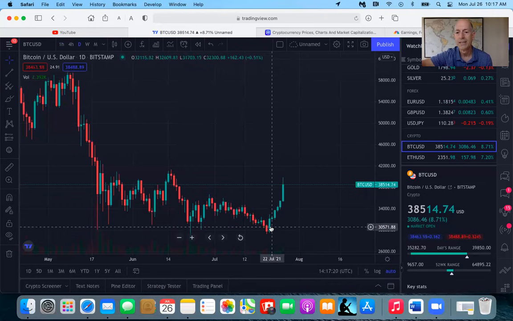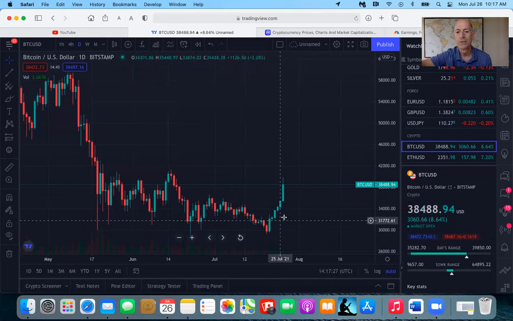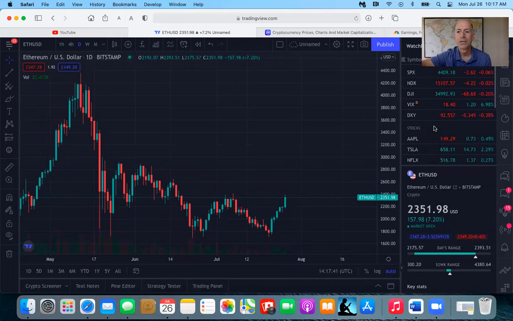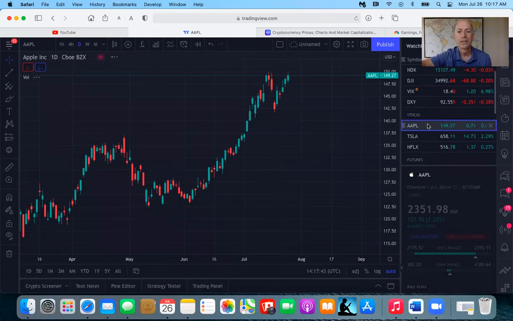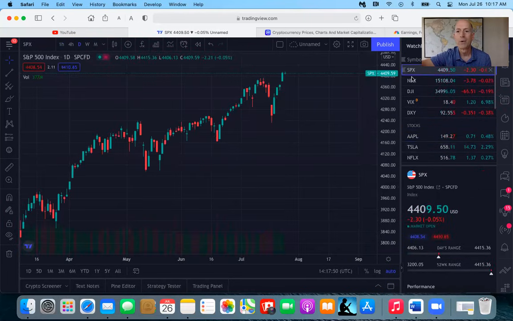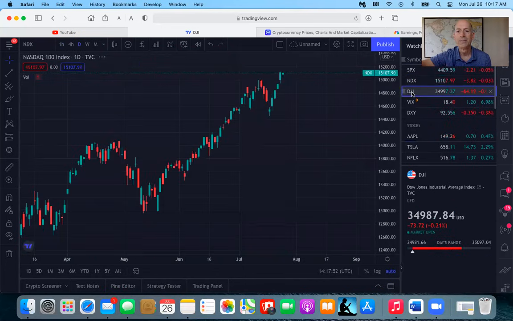But the interesting thing is, with these moves that we saw over the last few days, from the 21st through the 26th over the last week, we've seen just steady upward action. You've seen the exact same action in the Ether chart. Let's take a look at Apple. Seeing this exact same action in Apple and the exact same action in the stock market. Everything has been straight up.